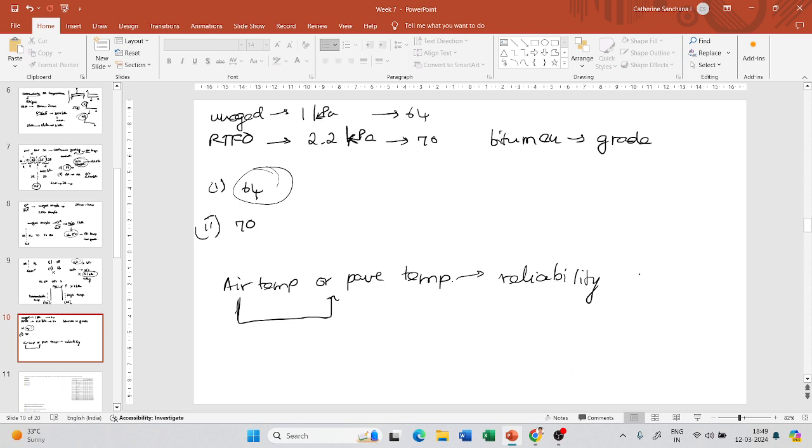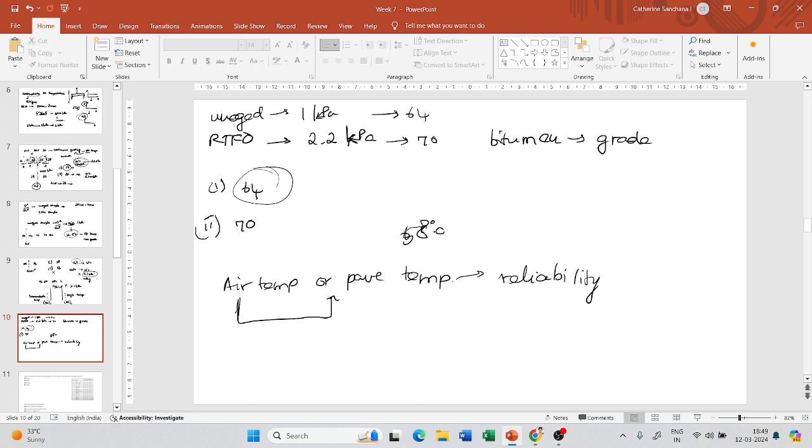So if my PG grade is, say, pavement high temperature is 58 degrees Celsius, I will not say that my pavement temperature is 58 degrees Celsius. I will go a little on the higher side in order to account for the variability that is expected in the field. Okay, so there is variability expected in the field, right?